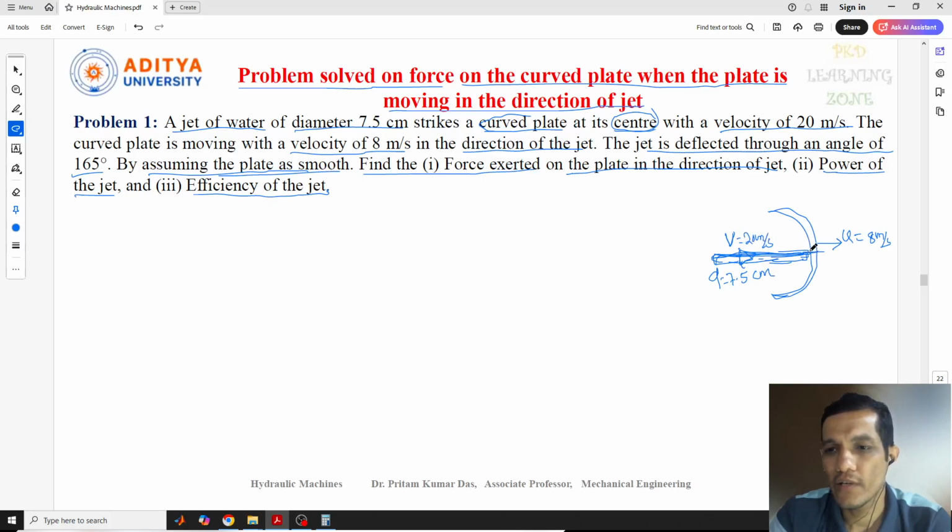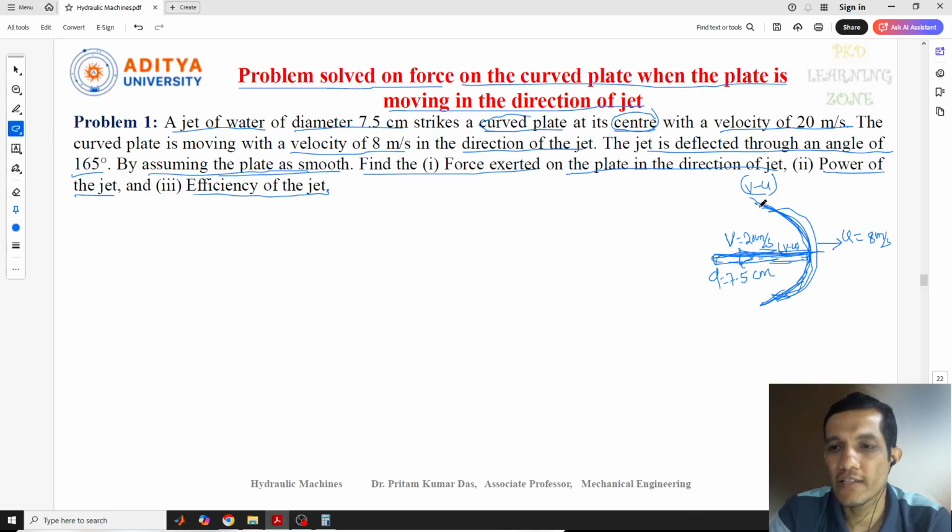When the jet comes out from this plate, we need to consider that the plate is smooth, so the same velocity that strikes the plate goes out from it. Since the plate is smooth, there is no loss of energy. When the jet strikes the plate, we need to consider the relative velocity, that means v minus u. The same v minus u will come out from here.